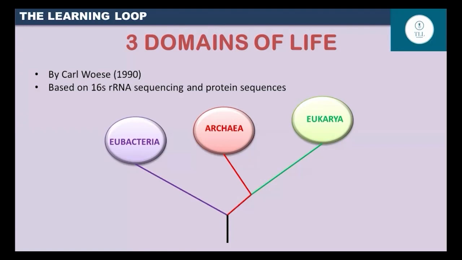This system shows that Archaebacteria is phylogenetically more close to Eukarya as compared to Eubacteria. Since this system of classification is based upon molecular data, this one is the most accurate classification system, we can say.